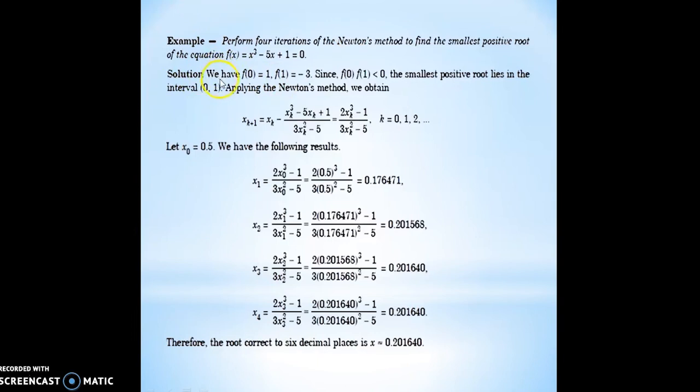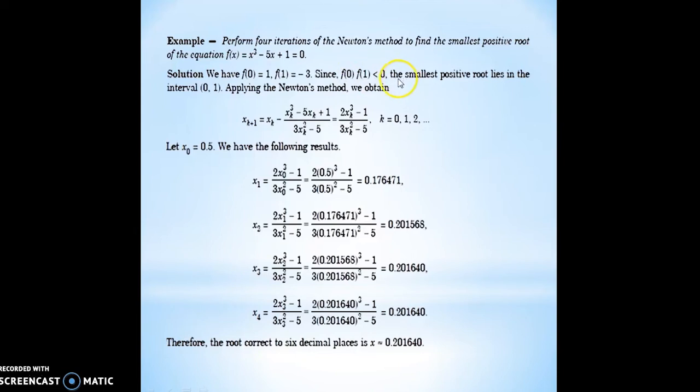So here we can see that we have f of 0 equal to 1 and f of 1 equal to minus 3. So here you can see that we got f of 0 as 1, that is positive, and f of 1 is negative, right? So f of 0 into f of 1 will be surely less than 0.